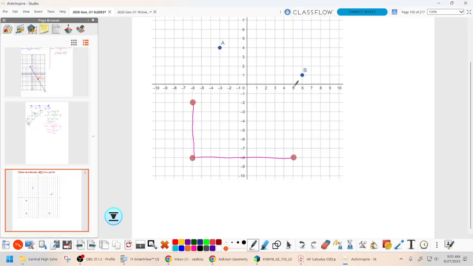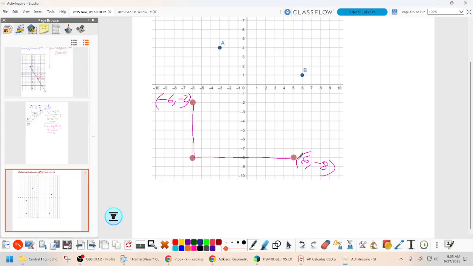For example, this coordinate is at 6 and negative 8. And this one is at negative 6, negative 2. Just haven't said this yet, but remember that x comes first, xy. So how far apart are these 2 points?